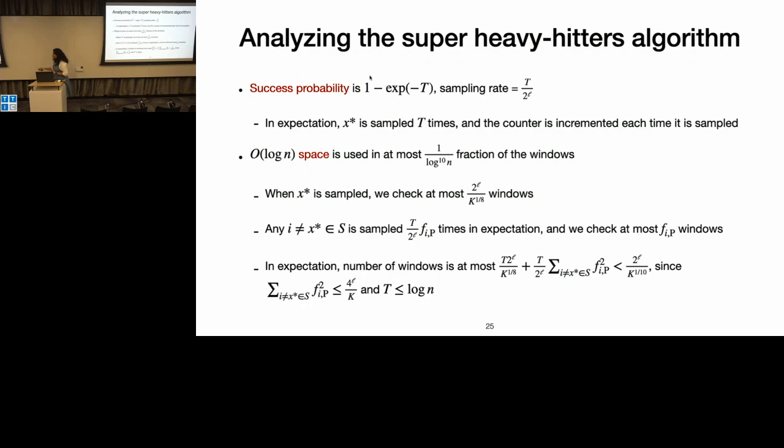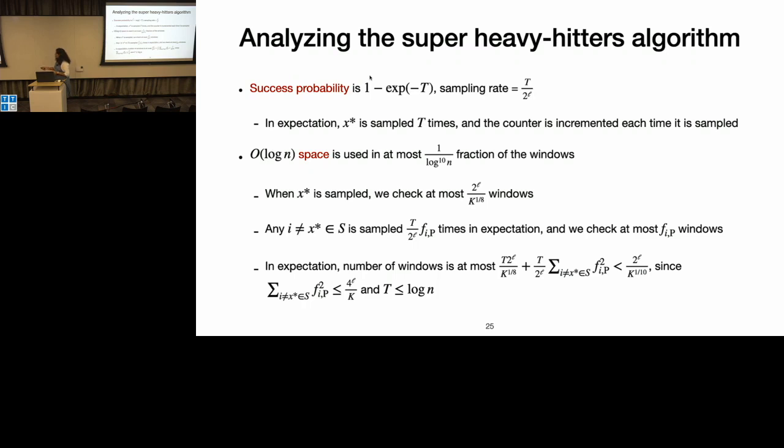So if you look at it, the first term is 2 to the L over some polylog n. So we are great. We didn't want to use log n space for more than a polylog n fraction of the stream. So whenever the heavy hitter is sampled, that's true. But it's also true for the rest of the elements. This is because, again, if you put these two together, this was the expected number of times you sample it, and this was the number of windows in which you have to look for it.